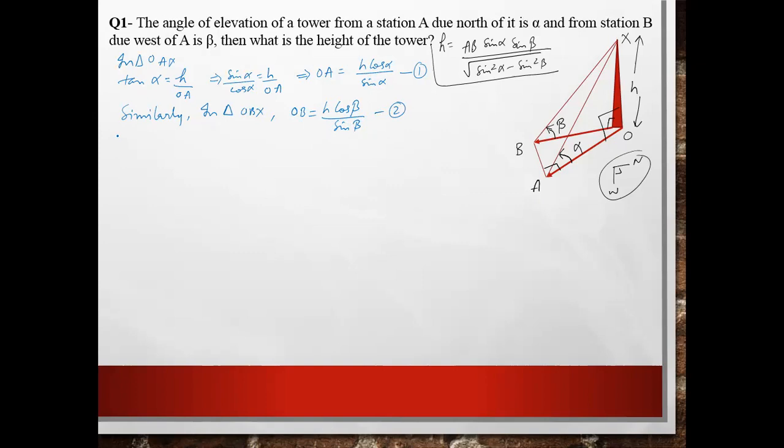Now apply Pythagoras theorem in triangle OAB. You can write OB square, which is the hypotenuse, as the sum of OA square plus AB square. Or AB square can be written as OB square minus OA square. Now from 1 and 2, put the values.